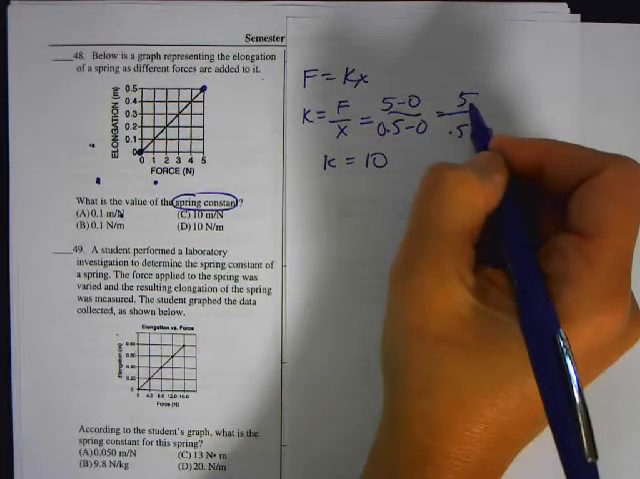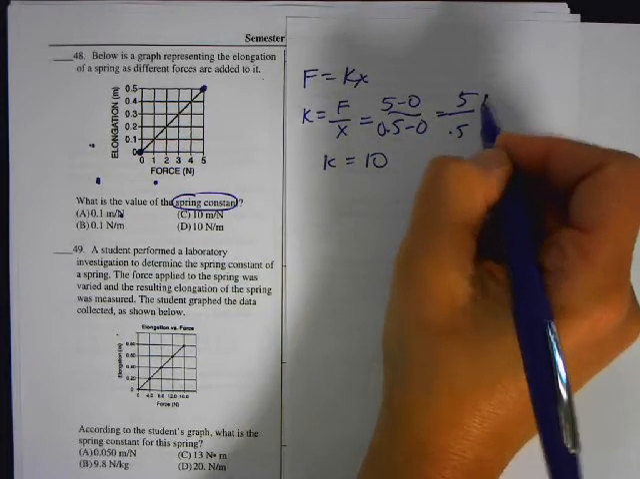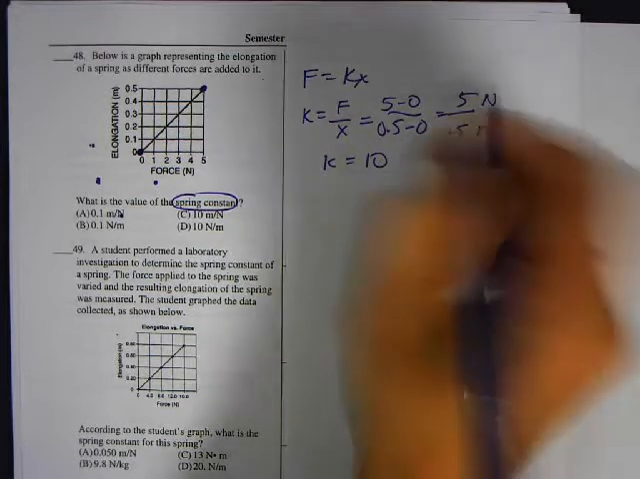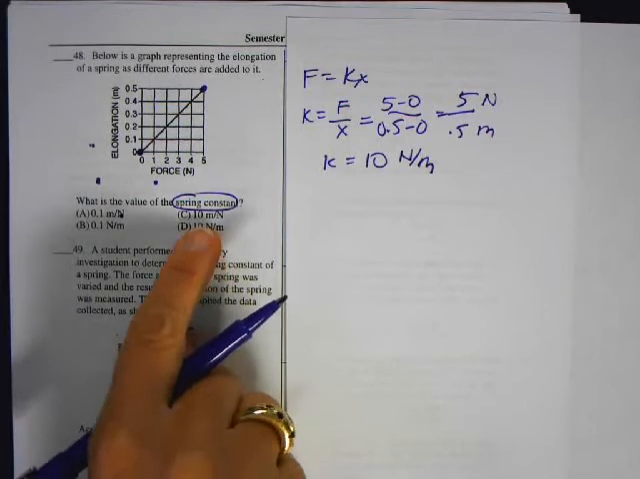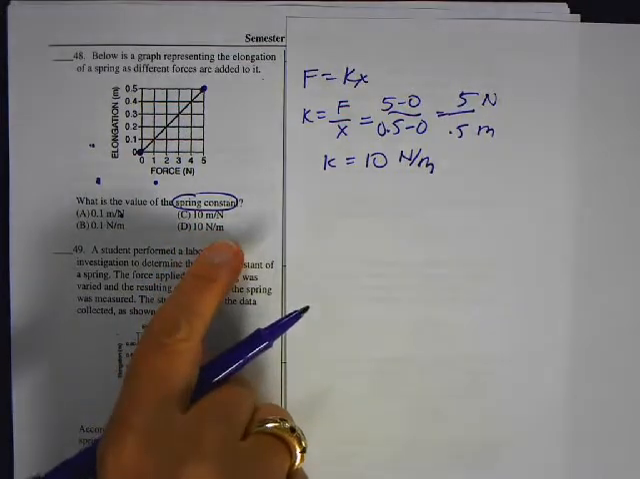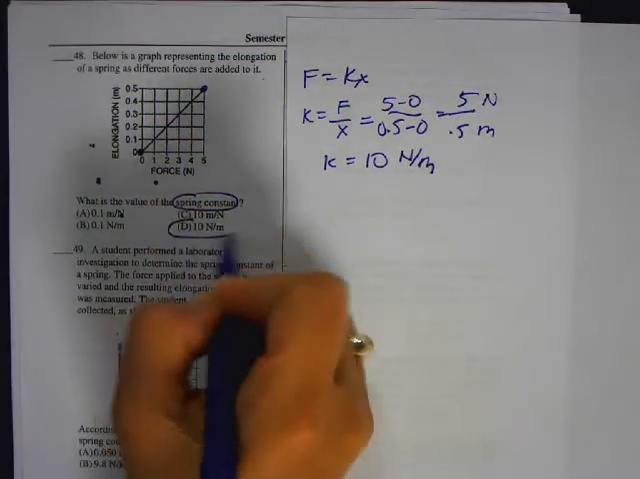Now force is measured in what? Newtons. X is measured in meters, so it's newtons per meter. What if you didn't look at the units? Would you put choice C? You see how C and D look exactly the same except the units? You have to be careful.